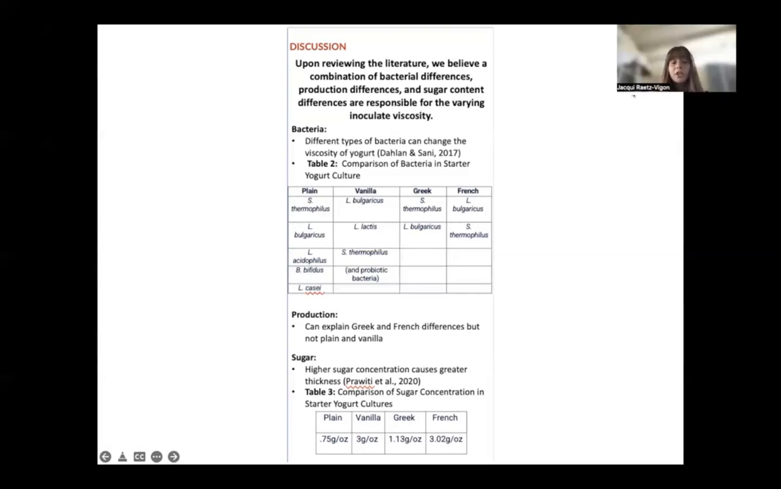Production differences could have accounted for all but the difference between plain and vanilla, and the amount of sugar fills in that gap, since there's almost 2 times the amount of sugar in vanilla yogurt as in plain. In conclusion, we thought that a combination of production, sugar content, and bacterial differences caused the variation in viscosity in our experiment. Thank you.